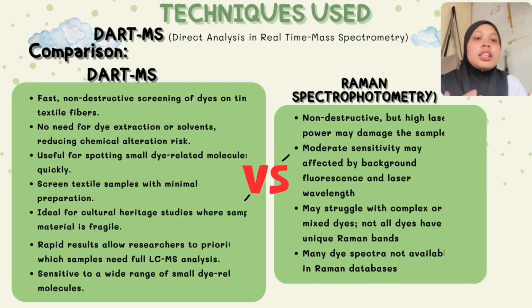So, the reason why DART-MS is being used in the investigation compared to other methods or techniques is because it is a fast and non-destructive screening of dyes on tiny textile fibers. No need for dye extraction or solvent, so it reduces chemical alteration risk. It's useful for spotting small dye-related molecules quickly, and it screens textile samples with minimal preparation. Ideal for cultural heritage study where sample material is fragile. Other than that, it allows rapid results for researchers to prioritize which samples need full LC-MS analysis, and it has high sensitivity to a wide range of small dye-related molecules.